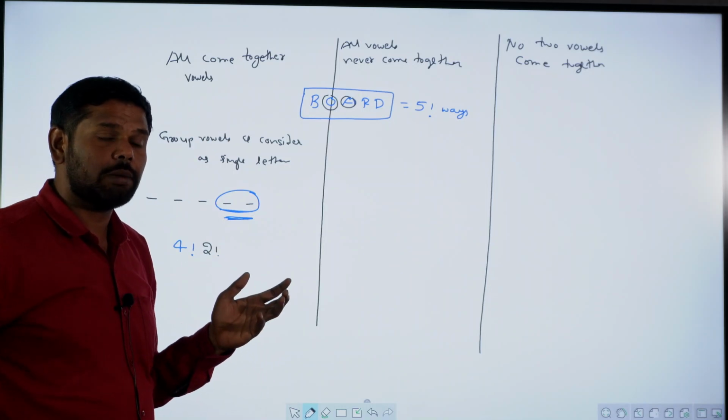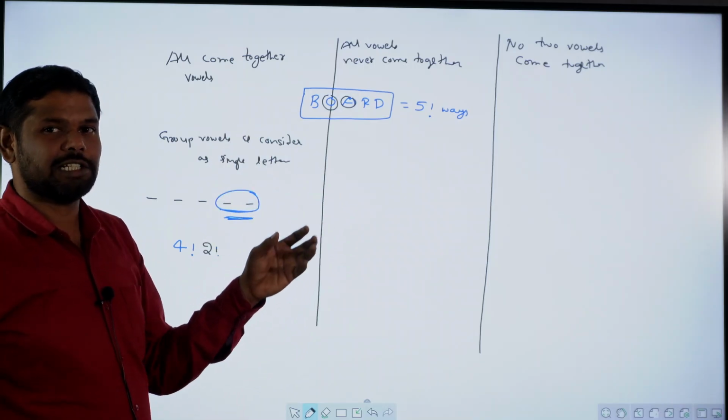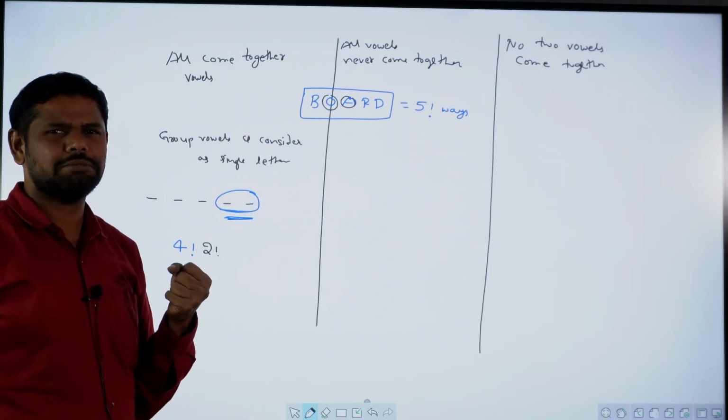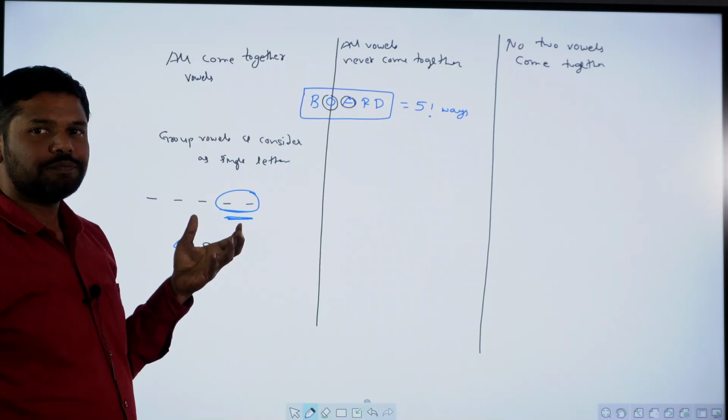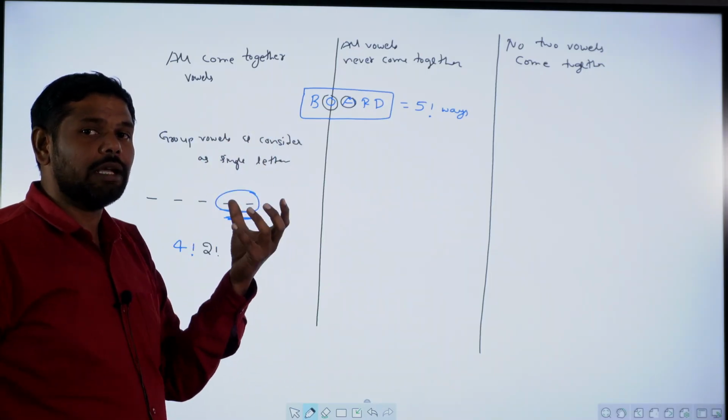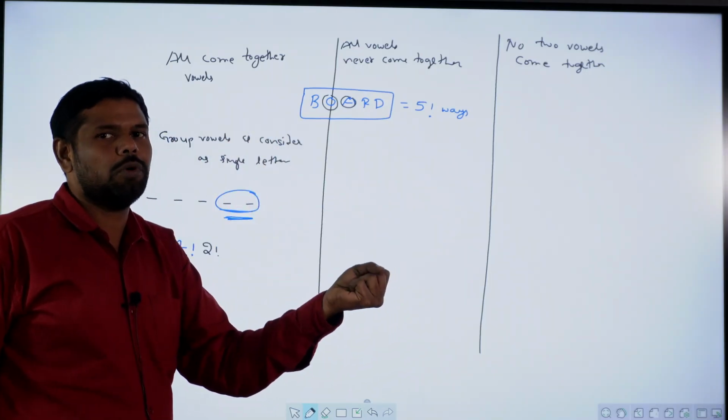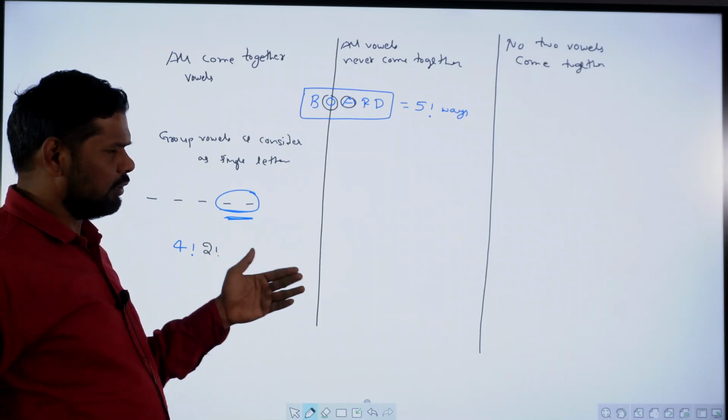Suppose the question is framed with 5 boys and 6 girls, and all 6 girls sit together. That is also the same. Instead of vowels, we make the 6 girls into a group and consider it as a single letter. We will discuss that also.